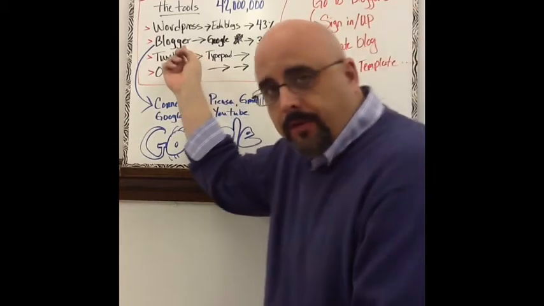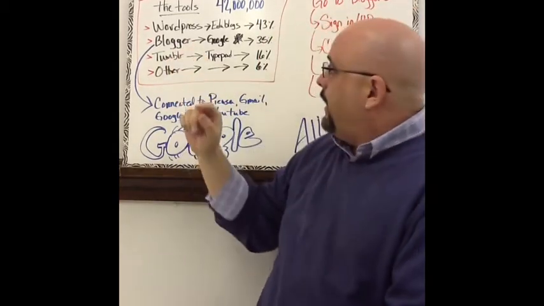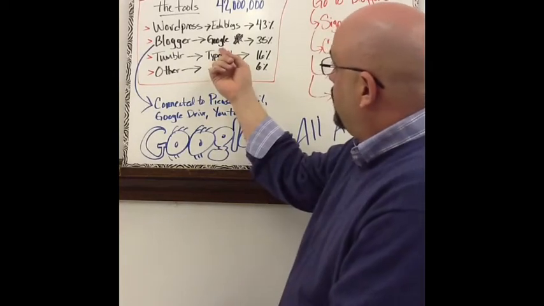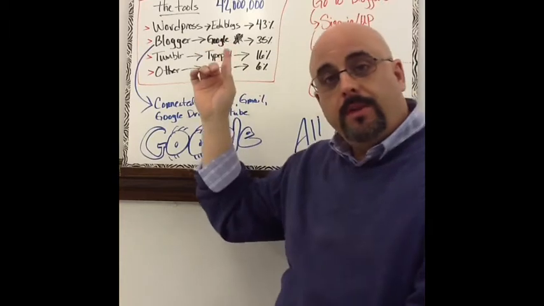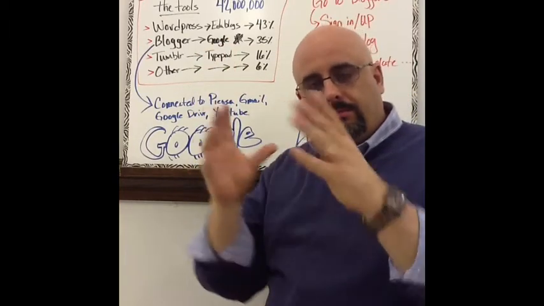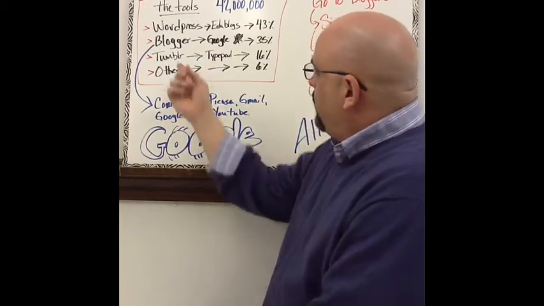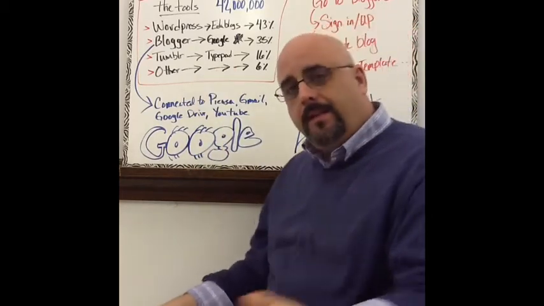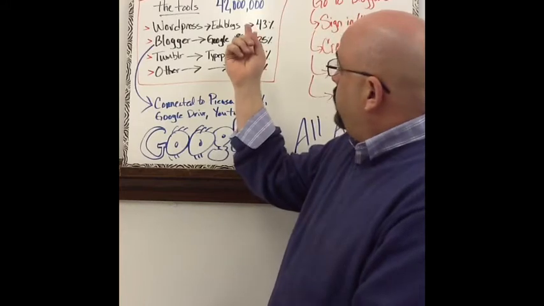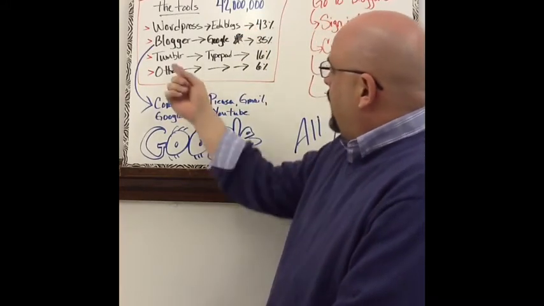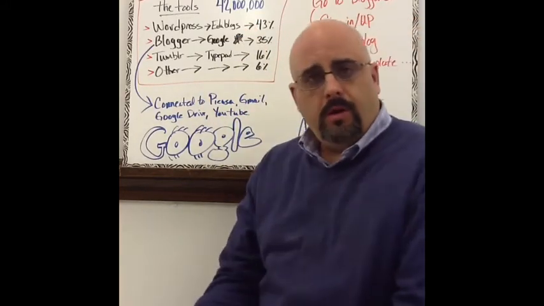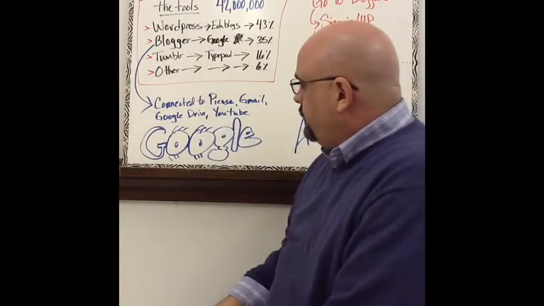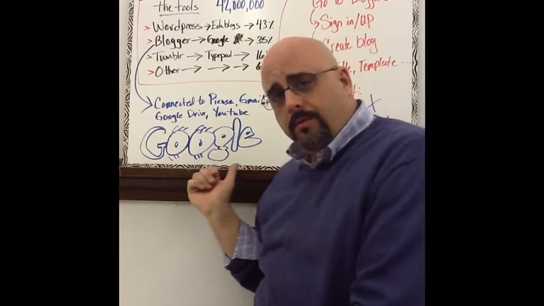For this class, for SED 183, I like to use Blogger. And what I like about Blogger, it's bought and owned by Google. And 35% of those 42 million people agree with me. They use Blogger. Tumblr's a new one that came in a couple years ago. It's created by Typepad, and we got 16% of all that 42 million people using it. And the last ones use different tools to blog, about 6%. So that's the way the breakdown is. But we're going to use Blogger because it's owned by Google.